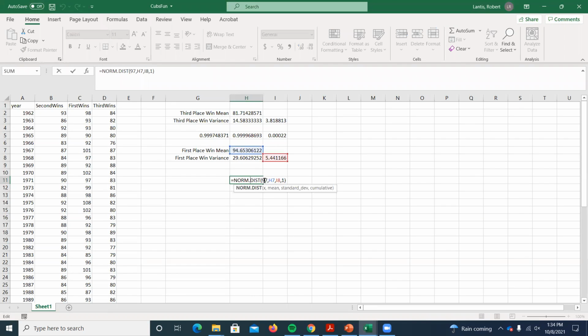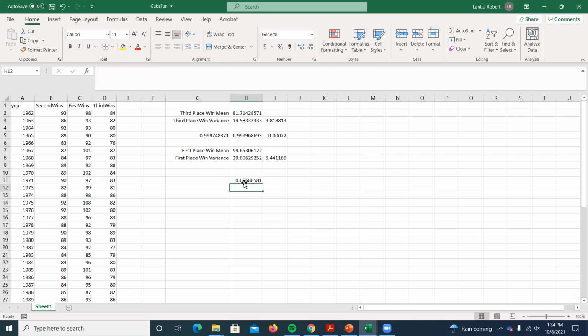So I said, okay, if I won 97 games and I have the average number of wins that usually gets first, the variance on that, this is going to give me the area to the left. So what this is saying is, if I win 97 games or less, there's a 66% chance. But it really makes more sense to do 1 minus that. So if I win 97 games or more, what's the probability I end up in first place? So about a 33% chance, right?